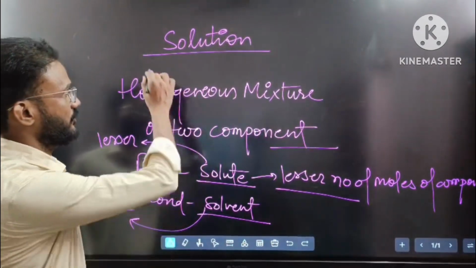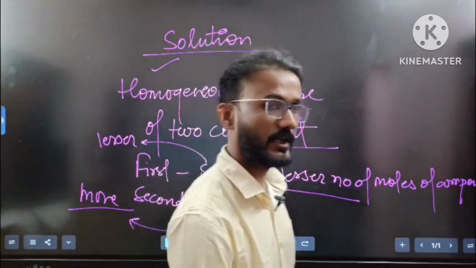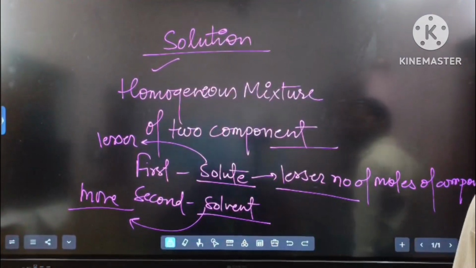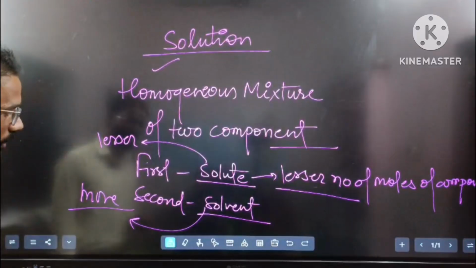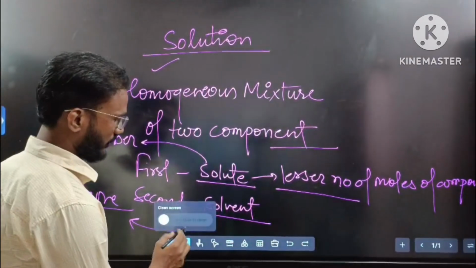So this is solution. It is the homogeneous mixture of components. These components are solute and solvent. Solute is present in a lesser number of moles while solvent is present in more number of moles.